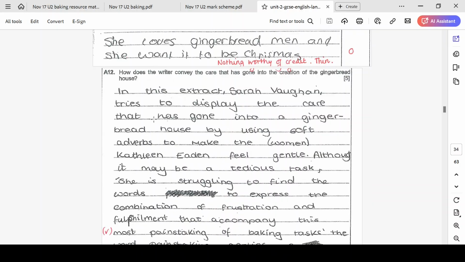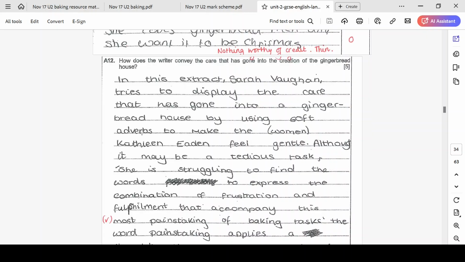In this extract, Sarah Vaughan tries to display the care that's gone into the gingerbread house. So using the words of the question to start the answer, always a good idea. By using soft adverbs, you don't need to say what kinds of words, whether they're verbs, adverbs, nouns, or adjectives. In the WJEC GCSE, it's not expected that you will identify the word class. Okay, so you could just say words instead of adverbs. To make the woman Kathleen Eden feel gentle. Yeah, sort of.